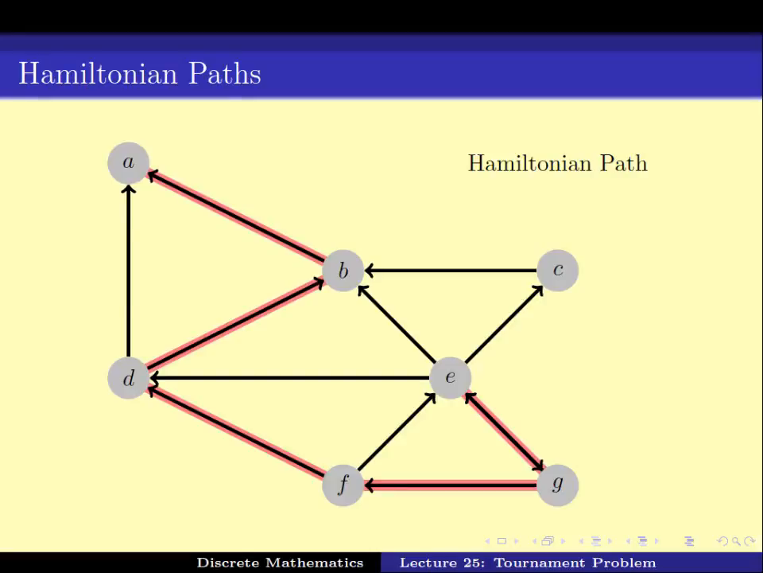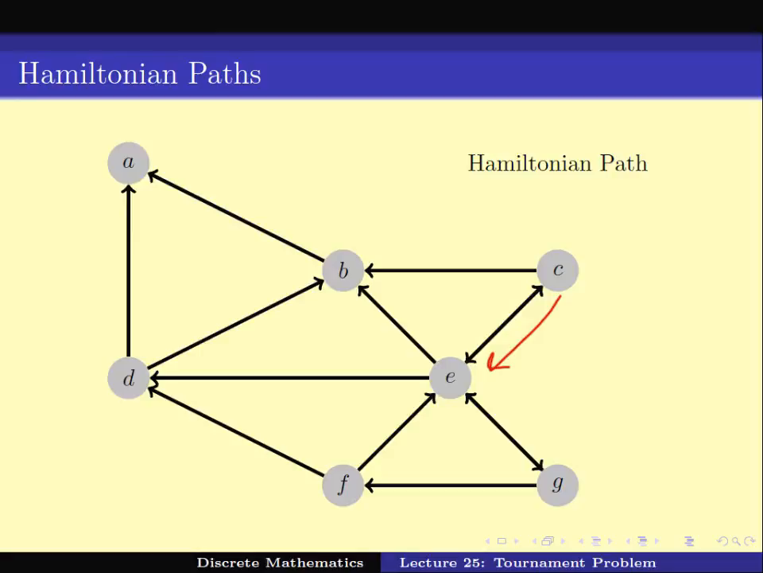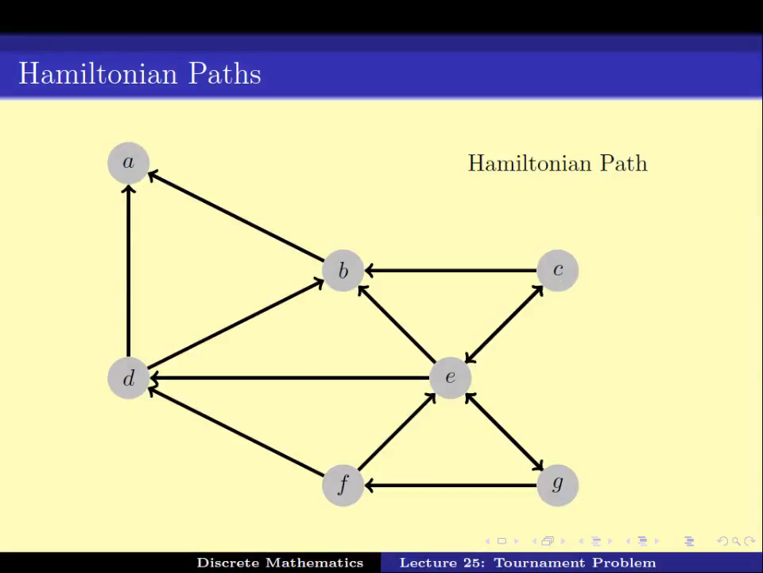But if we draw an edge from C to E, so if we have just now drawn this directed edge, in that case we can have a Hamiltonian path, namely this one: C, E, G, F, D, B, A.